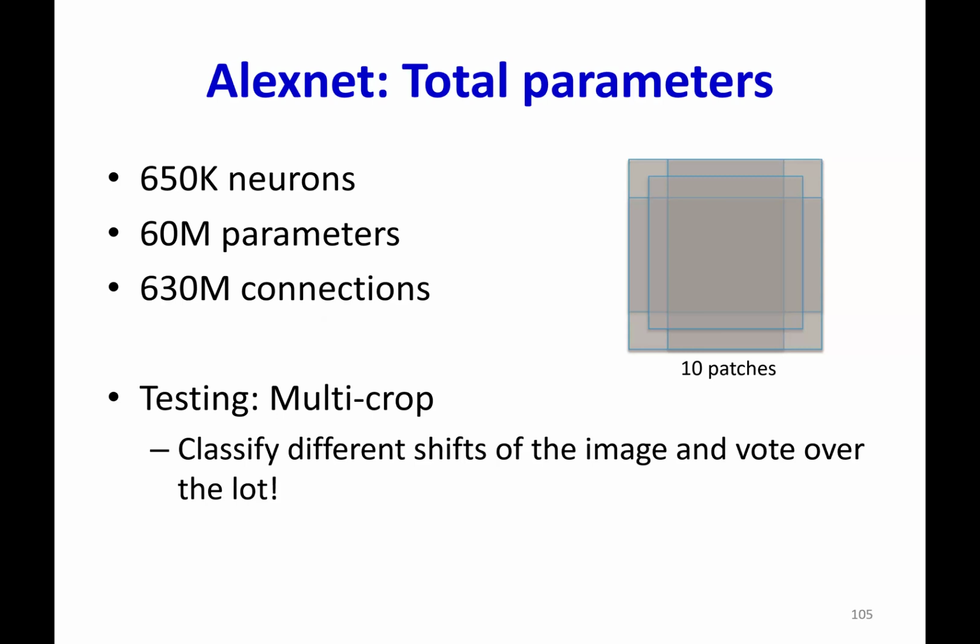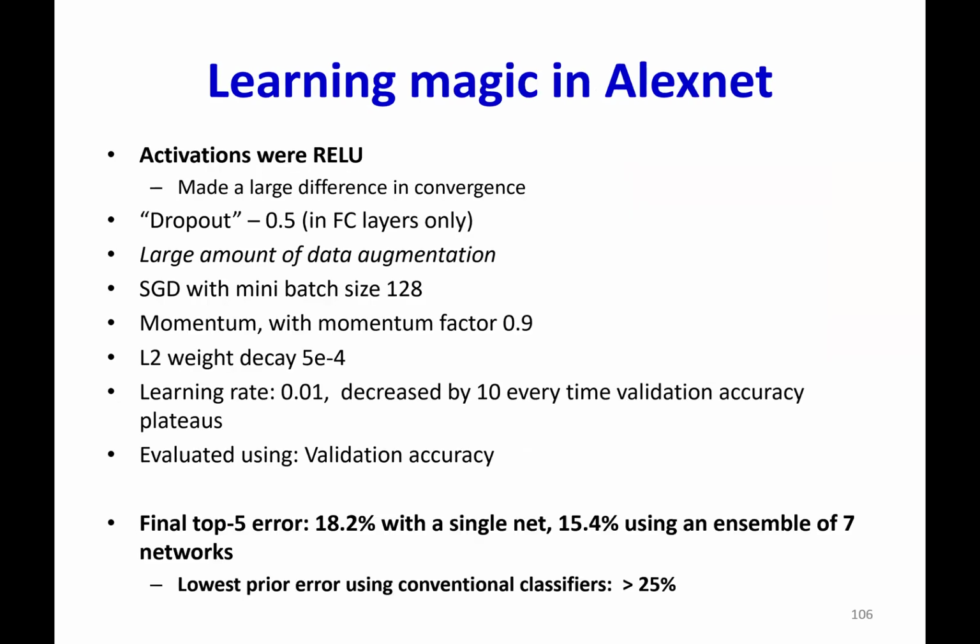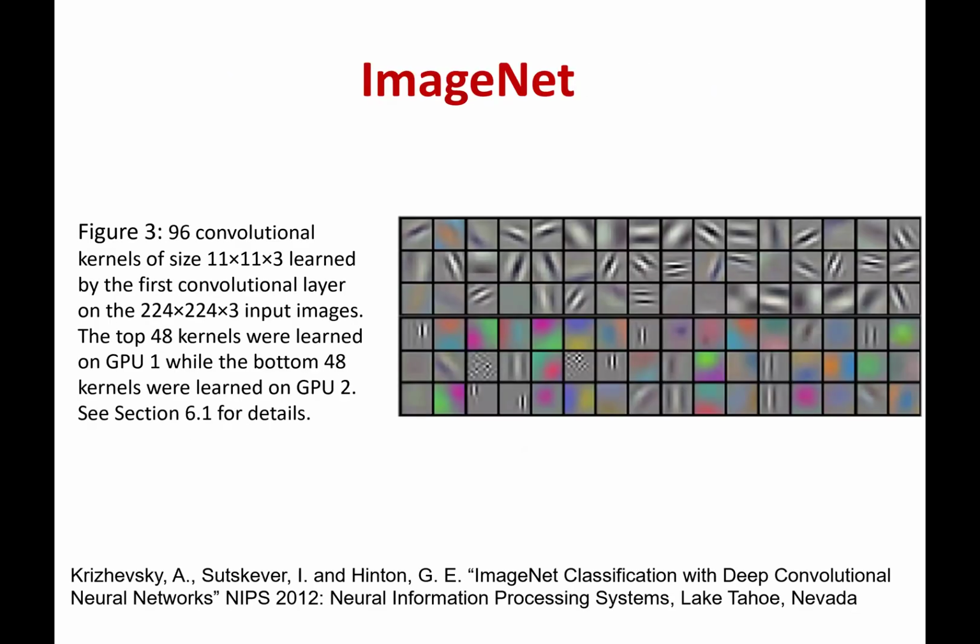And then during testing, they took just one image, cropped it in many different ways, classified each of the crops, and voted over the entire lot. Eventually, when they were done, they had brought this error down from 25% to 18.2% with a single network. And if they used an ensemble of 7 networks, that error went down to 15%. This was a huge jump in performance, and this is what brought convolutional neural networks back into prominence after many, many years. And once they showed this was possible, a lot more people jumped onto the bandwagon.